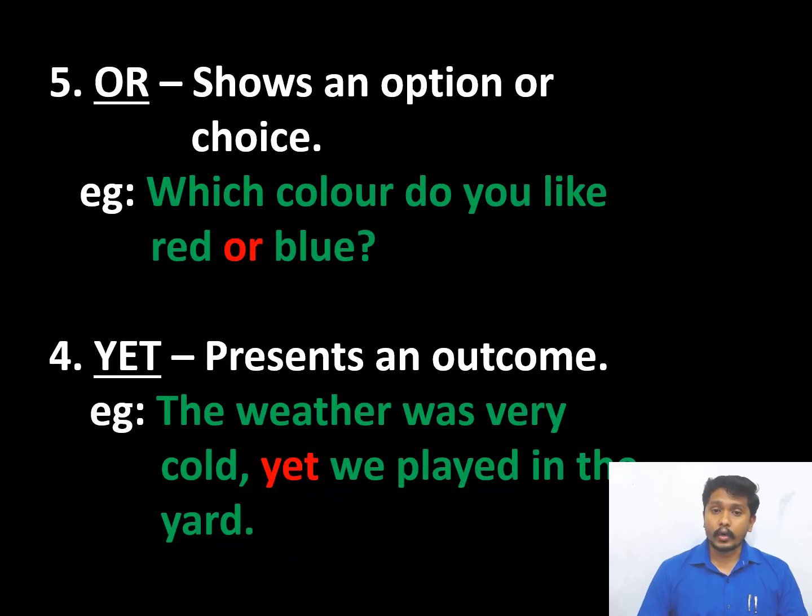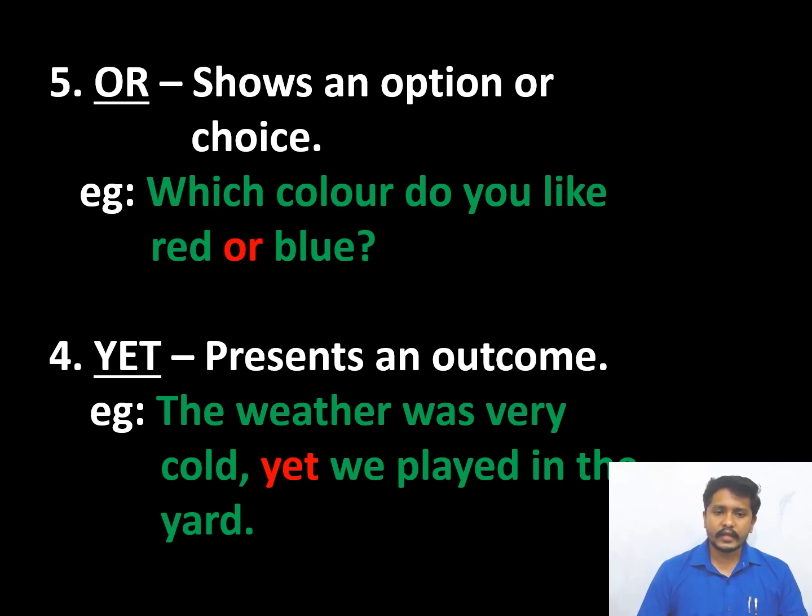Fifth one, or. It shows an option or choice. Many times we are using it in our daily language. Or shows an option or choice. Which color do you like, red or blue? So here or is connecting the noun phrases red, blue. There is no usage of a comma here because it is connecting two words.